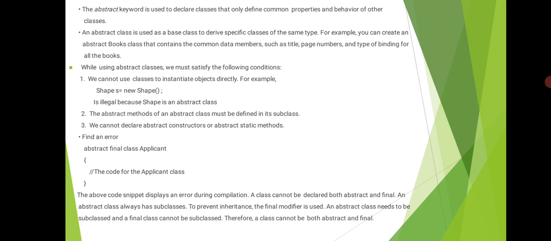We cannot declare abstract constructors or abstract static methods using the abstract keyword in abstract classes. We can't create abstract constructors or abstract static methods. We cannot declare static methods as abstract, nor abstract constructors.